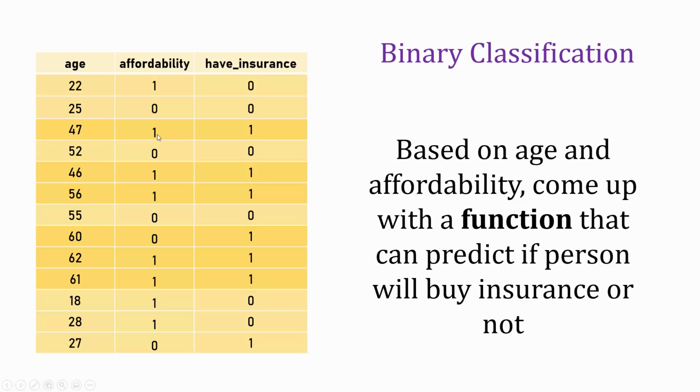Affordability simply means whether the person can buy the insurance or not. If you're earning 10,000 rupees a month, and if I ask you to buy insurance of 9,000 rupees a month, your affordability will be 0 because that's too expensive. But if you're earning 10,000 and if I ask you to buy insurance of 500 rupees a month, you'll probably buy it. Okay, so that's what that is.